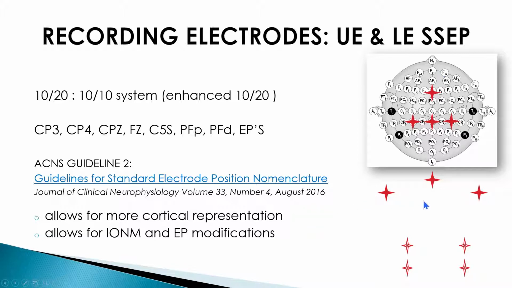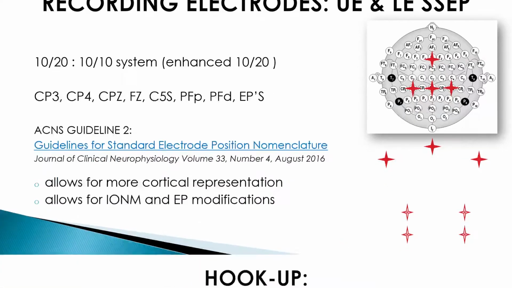We also place a couple on the shoulder, over the brachial plexus, one at C5, and the popliteal fossa. These are in the back of the knee. This 10-10 system allows for more cortical representation, so you can place more electrodes on if needed. And it allows for modifications for evoked potential electrode hookup.